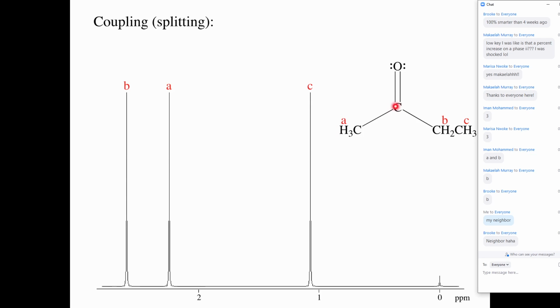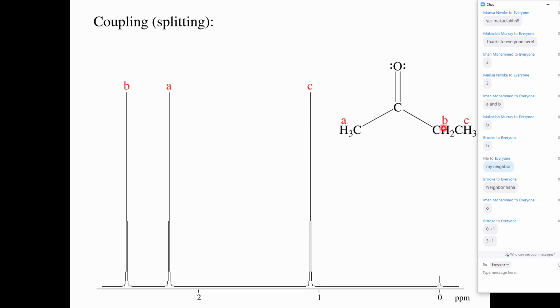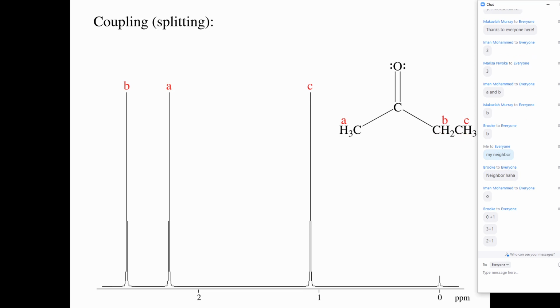So for A, how many neighbors? Here's my CH3 group, 1 over, 0 neighbors, 0 plus 1, okay? For B, how many neighbors? 0 on one side, 3 on the other. Perfect, 3 neighbors plus 1 for the number of possibilities. And finally, this one, C, move over, 2 neighbors. So 2 plus 1, perfect, okay?